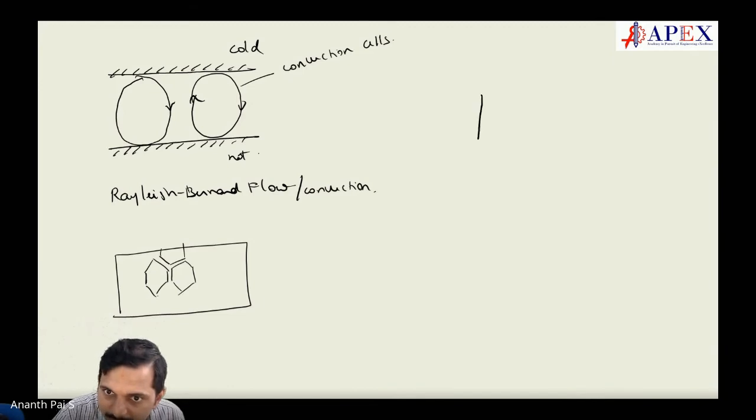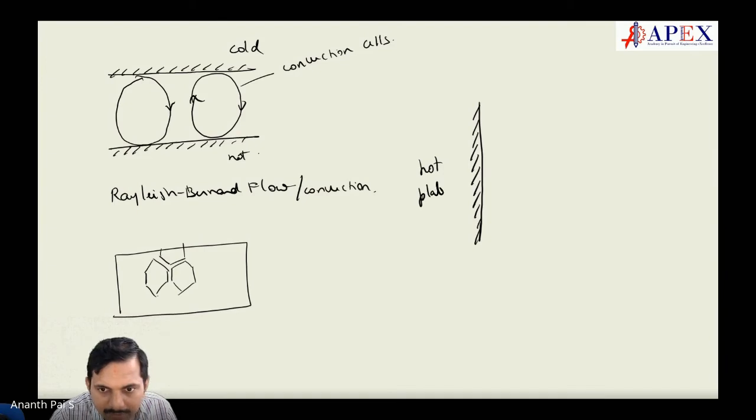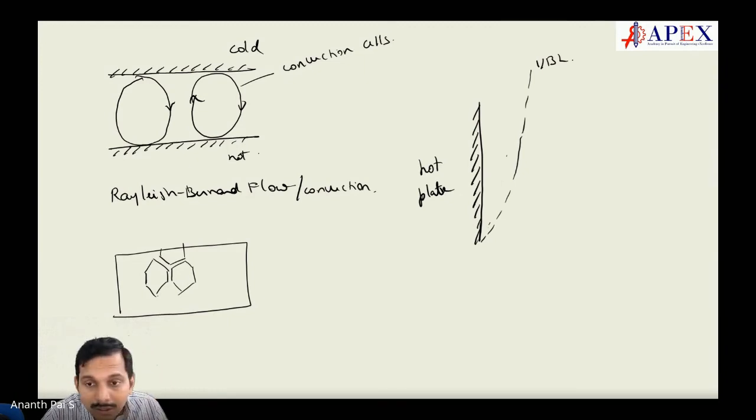These are all different types of convection you can have. You may have a vertical hot plate. If it is a hot plate which is vertical, the fluid over here, because of buoyancy, goes up, and you get something called a velocity boundary layer, VBL. How is the velocity profile there? Velocity profile is like this. At the wall the velocity is zero, here velocity is maximum, and here it goes to zero.